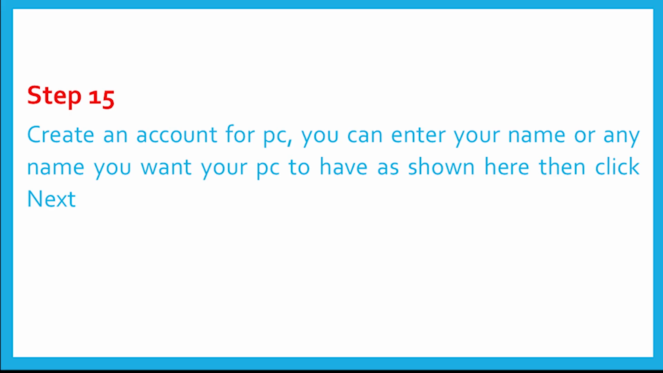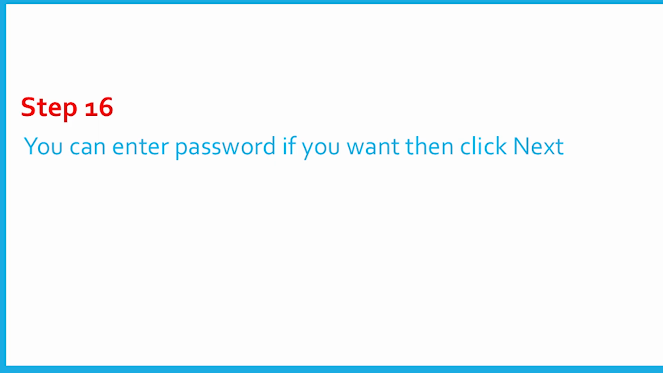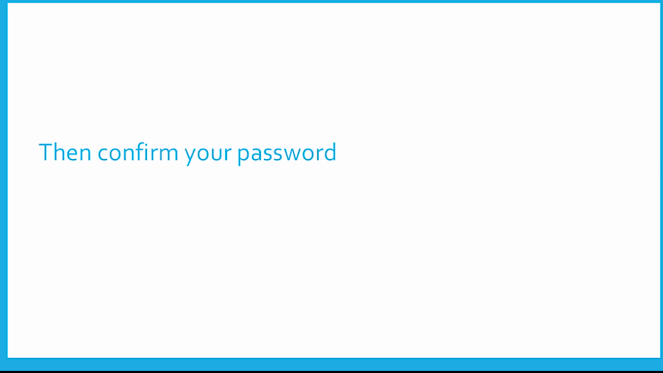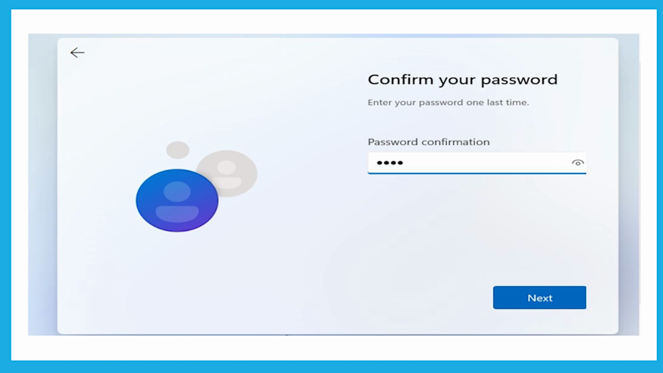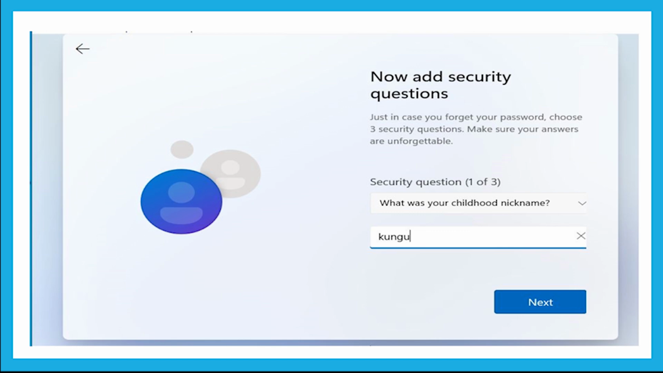Step 15. Create an account for PC. You can enter your name or any name you want your PC to have as shown, then click Next. Step 16. You can enter password if you want, then click Next. Then confirm your password. Step 17. Now you can enter security key for the recovery of password in case you forget it as shown. Select question and answer all 3 questions, then after finish click Next.